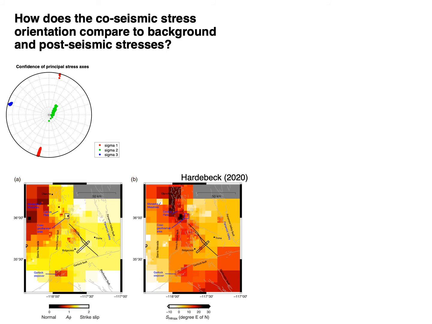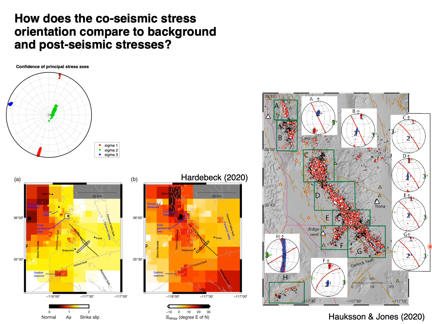Okay, and so the other question was, how does the coseismic stress orientation compare to the background and post-seismic stresses? So this is showing our stress result again. Here's the result from Hardebeck 2020, where the stress field was estimated from inverting background focal mechanisms. You can see the angle east of north along the rupture varies from about 5 to 15 degrees. And Hauksson and Jones did a similar analysis using both the background seismicity and the aftershocks, and they came up with stress orientations both from the background and the aftershocks.